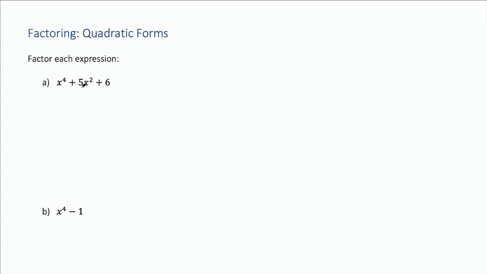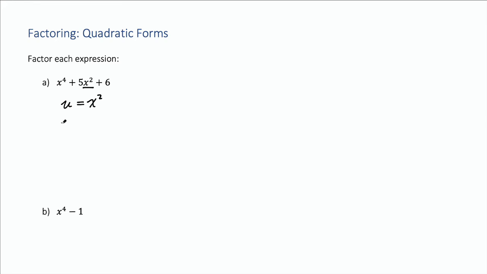We've got x to the fourth plus 5x squared plus 6. You'll notice that we've got three terms, like we're used to with most quadratics, and the variable portion of the first term is the square of the variable portion of the second term. What that means is if we do a little substitution, I'm going to introduce a new variable. I'm just going to call it u. It doesn't matter what variable you use, just something other than the variable that you have here. We're going to set u equal to x squared, because that's the variable expression in the second term.